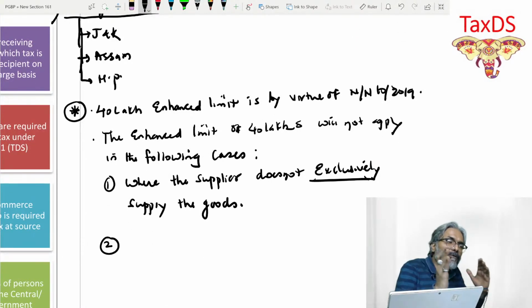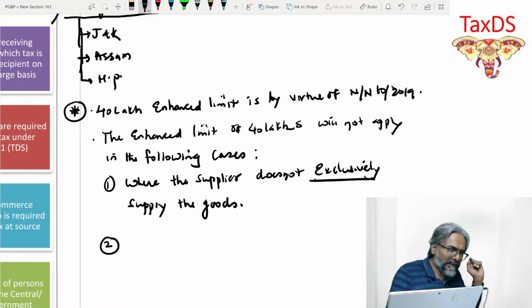So it means that if the question is given to you in this way, that he is a supplier of goods as well as service, then in that particular case, students, the limit that would be applicable to him would be 20 lakhs or 10 lakhs, as the case may be. Why 10 lakhs? If he is in that 4 SCS, then the 10 lakhs limit is applicable. Other than that 4, it will be only 20 lakhs. So that enhanced limit of 40 lakhs will not be applicable if he is not an exclusive supplier of the goods. That is point number one.